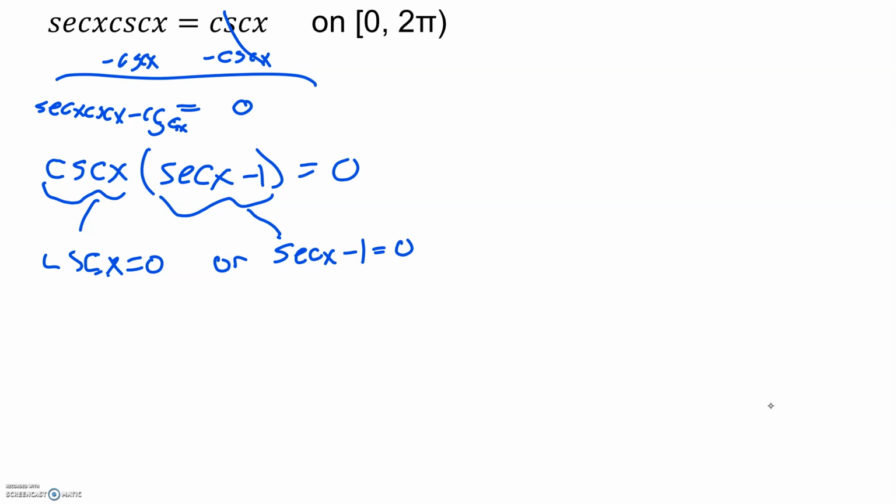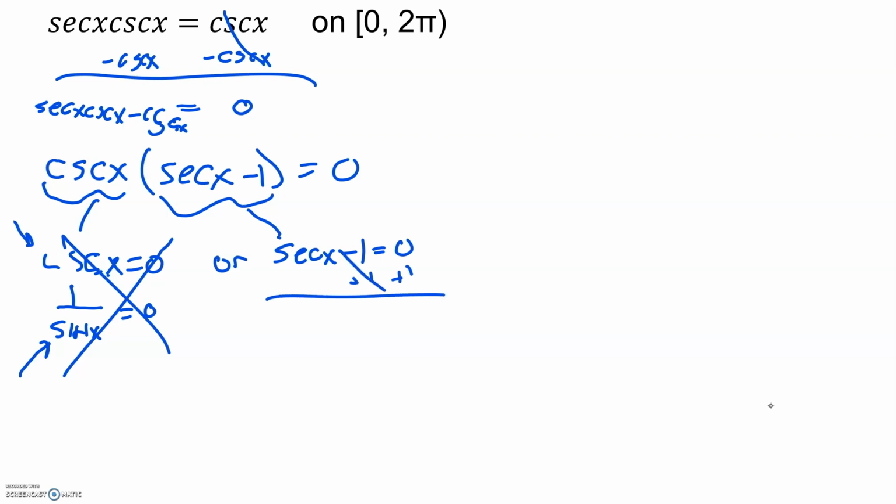Now in this one on the left here, I'm not really good with cosecant. Well, let's see, cosecant is 1 over the sine, right? I don't think it's ever going to equal 0. I don't think it's possible for this to equal 0, right? So that's an extraneous solution. On the other side, we add 1 to both sides. And we do the reciprocal. Reciprocal of 1 is 1.